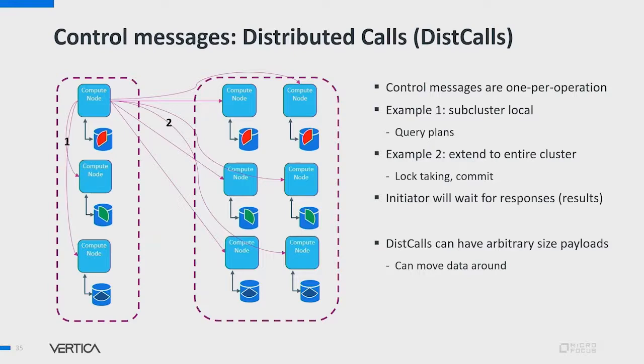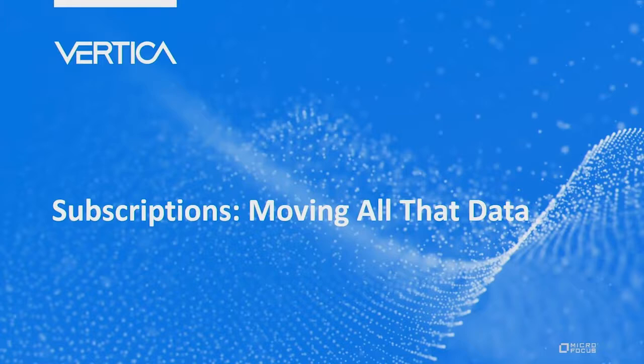Another example is cluster-wide messages, for example, cluster-wide locking or cluster-wide commits. In all those cases, the initiator waits for all the replies, so it gets all the successes and errors. If a node goes down, it detects that, and then it can make a decision of moving to another operation or maybe committing or rolling back the transaction. It's important to notice that these calls are not restricted in size in any way, so they can carry any arbitrary payloads. So we can move information using control messages. But we obviously want to optimize this. And that's what I'm going to talk about next: how we move all that data.